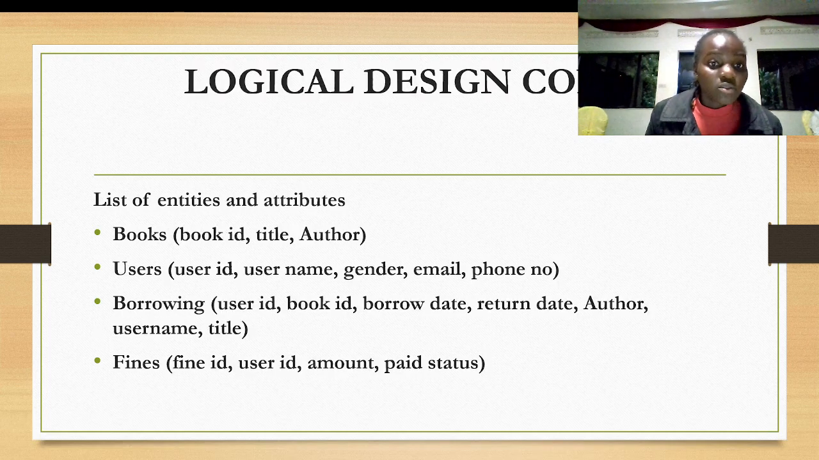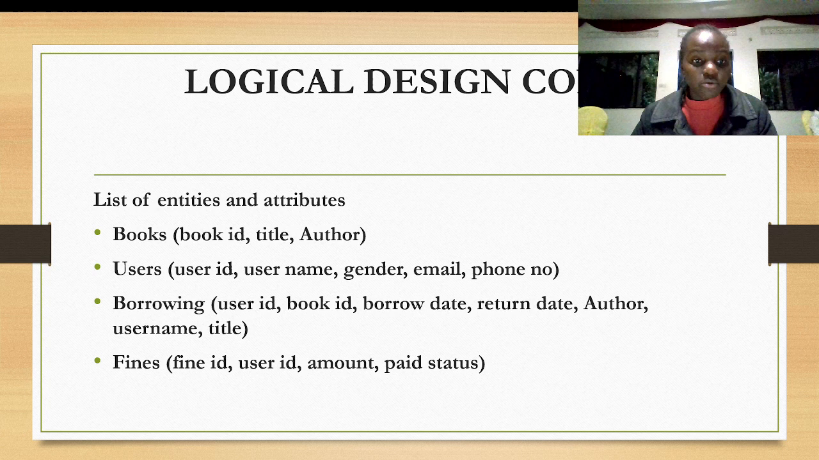The attributes help us to explain more about the entities, what each entity is all about. So those are the attributes that bring it out. With the books, you can see the book ID, the title, and the author. With the users, we have the user ID, username, gender, email, and phone number. Borrowing, that is an entity.